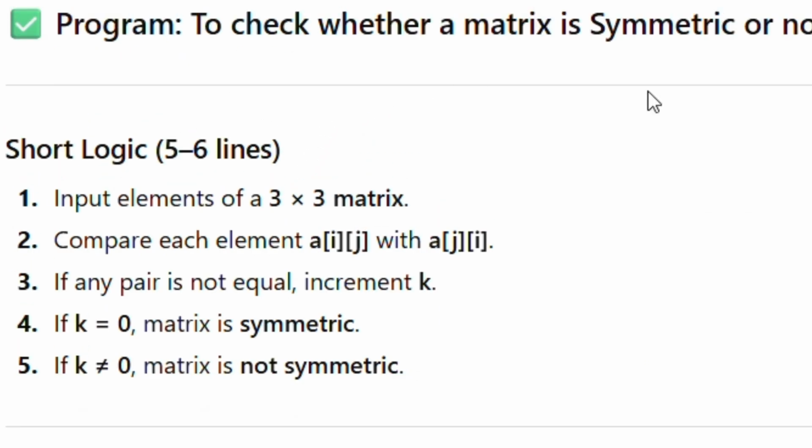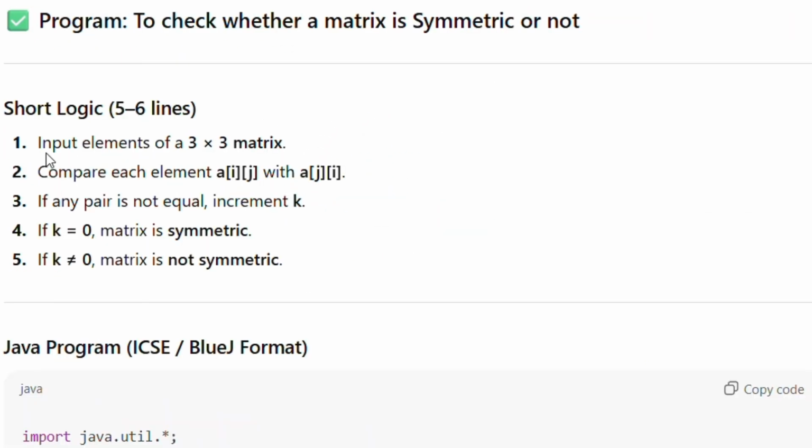To check whether a matrix is symmetric or not, first input the elements of a 3 by 3 matrix, then compare each element Aij with Aji. If any pair is not equal, increment k. If k equals 0, the matrix is symmetric. If k is not equal to 0, the matrix is not symmetric.